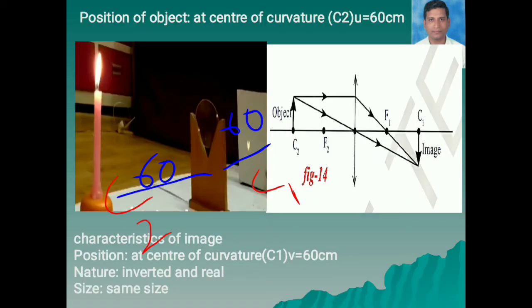Let us place the candle at 60 cm distance. The image will form also at 60 centimeters. That means we place the candle at C2, we get the image at C1, and the characteristics of the image: the image formed at C1, V equals 60 centimeter image distance, it is an inverted image and real image with the same size.